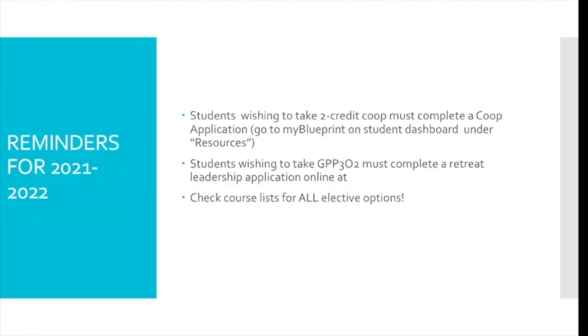Students wishing to take 2-credit co-op must complete a co-op application, which can be found in My Blueprint on the student dashboard under Resources. In addition, students wishing to take Retreat Leadership, GPP 302, must also fill out an application to become a retreat leader. This is also found under Resources. And lastly, we recommend that you check the course list provided for all elective options.